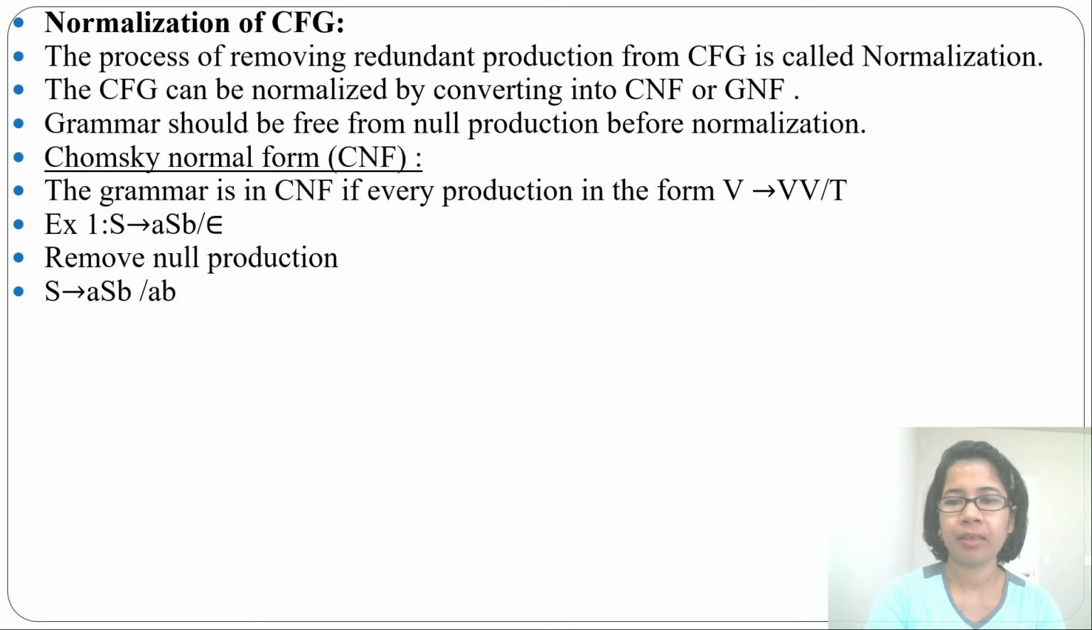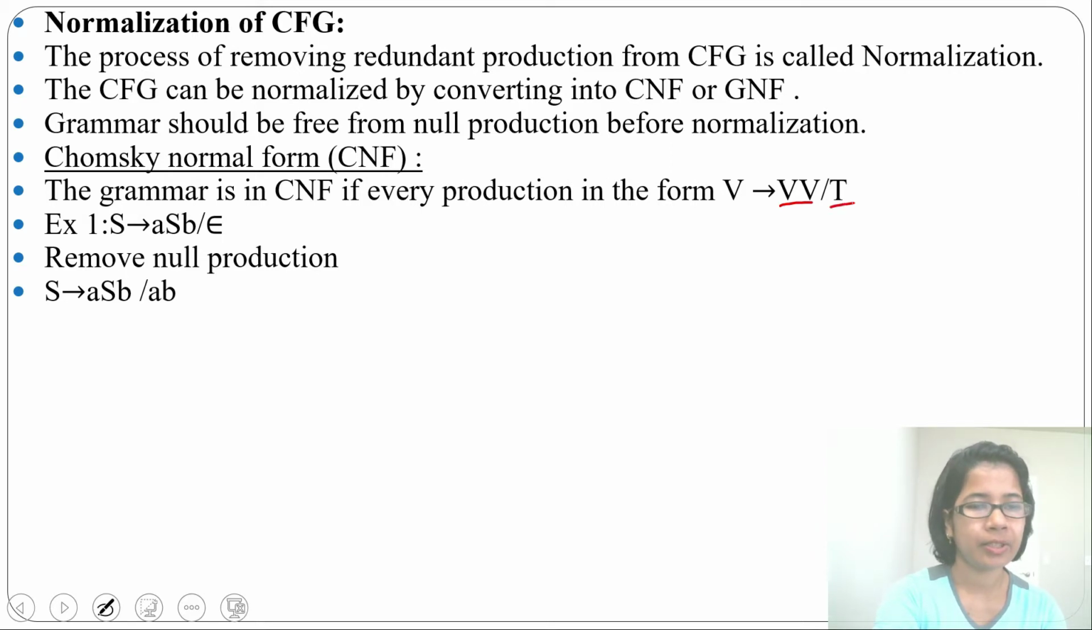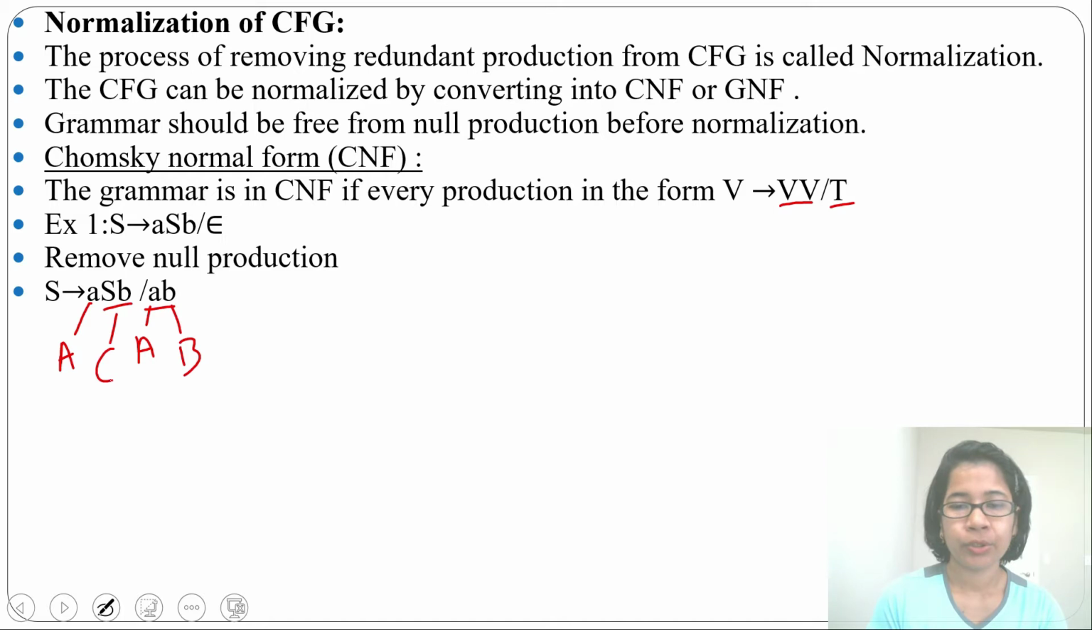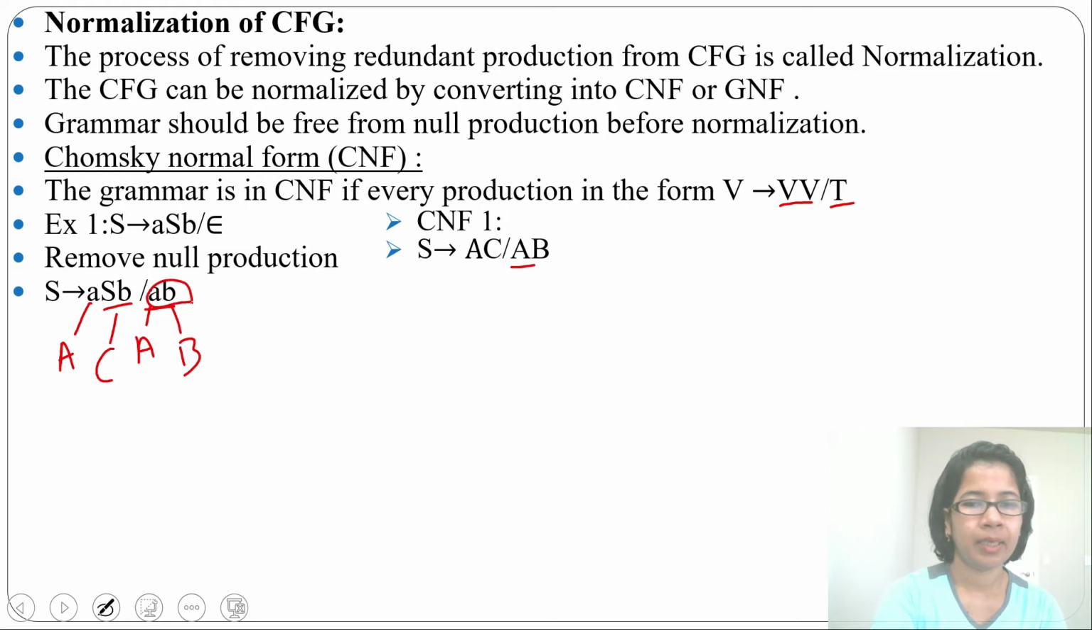In case of CNF, it should be variable or terminal. Here you can see there is terminal, variable, terminal and terminal. So what we'll do, for a we'll consider one variable, that is A. For b we'll consider one variable, that is B. Then for this SB we'll consider another variable C. So from S we'll derive AC or AB. AB is for this AB, AC for ASB.